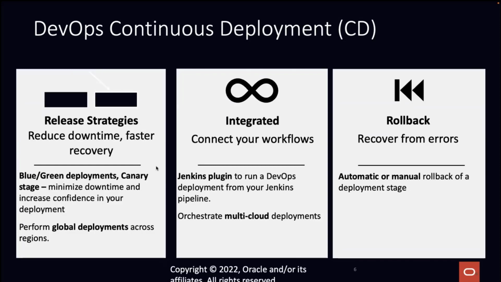You can integrate with your own workflows, like Jenkins plugins, as I said. If you want to run any DevOps deployment from your Jenkins plugins, you can use that as well. Also, you can orchestrate multi-cloud deployments. If you find any kind of errors during the build stage or deployment stage, you can automatically or manually roll back to the previous stage. This is another feature supported by OCI DevOps.